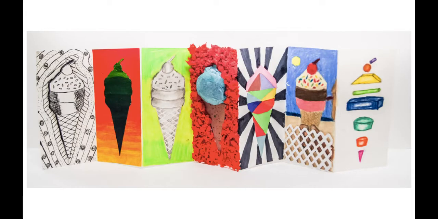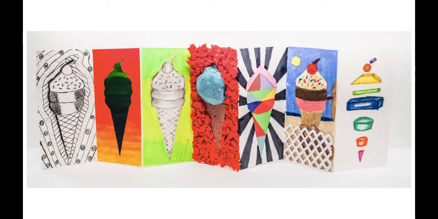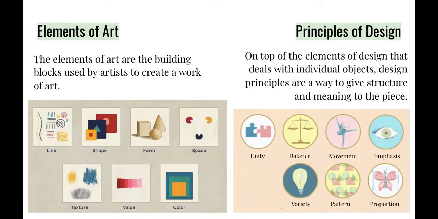Here's another student example. As you can see, we've used the same silhouette of the ice cream cone or the paint palette and paintbrush over and over again to study each element and each principle. Let's go over the elements of art and the principles of design.